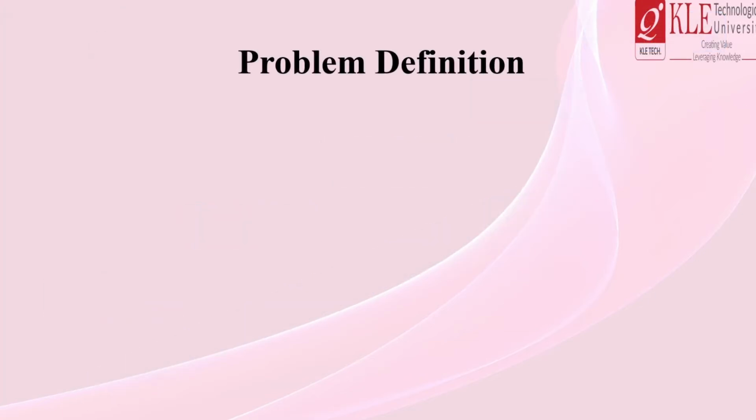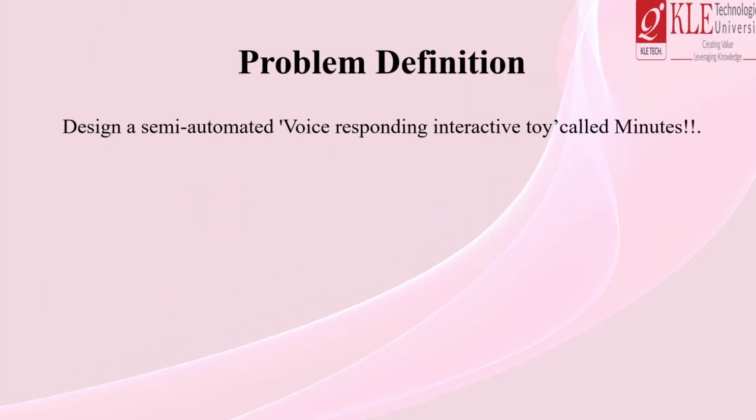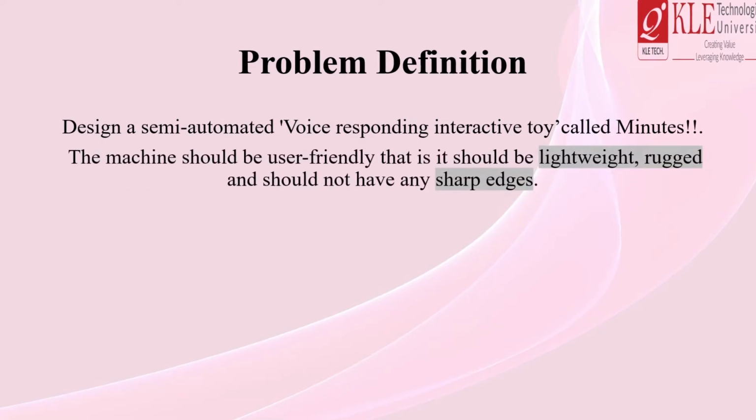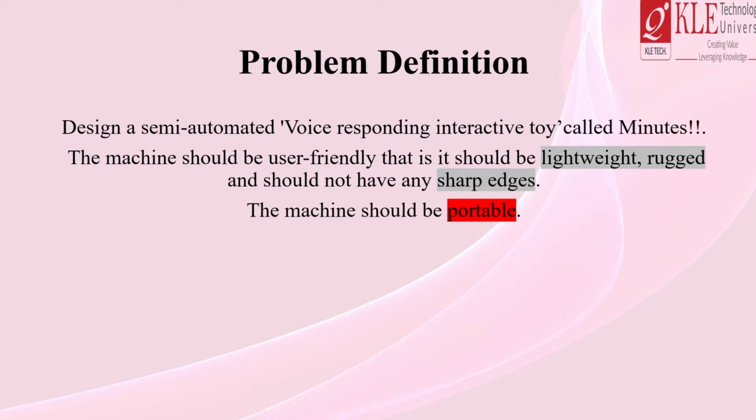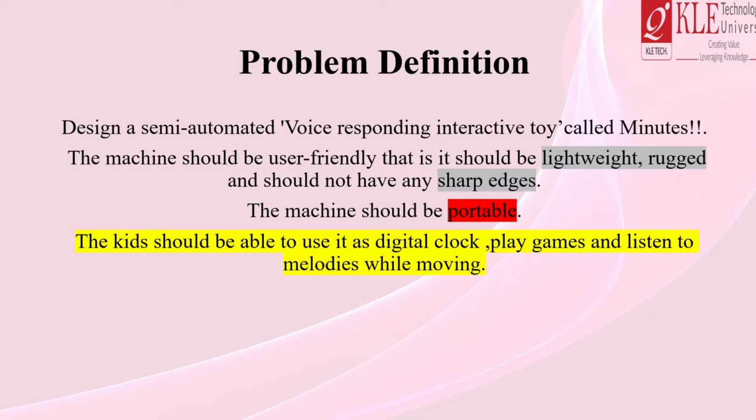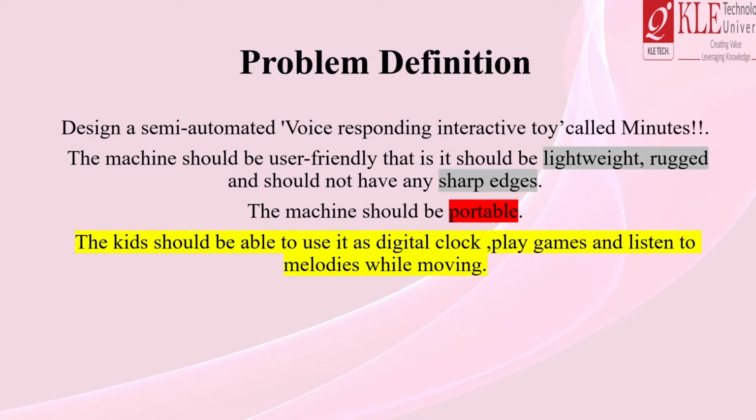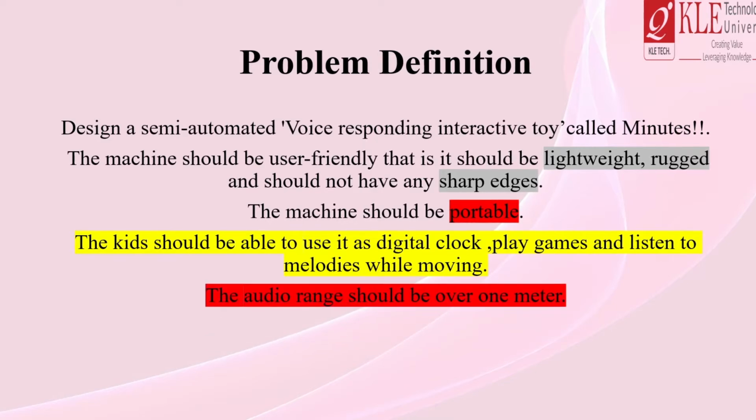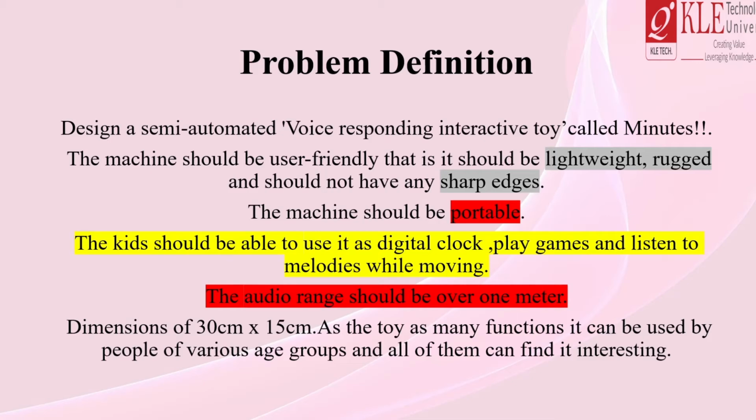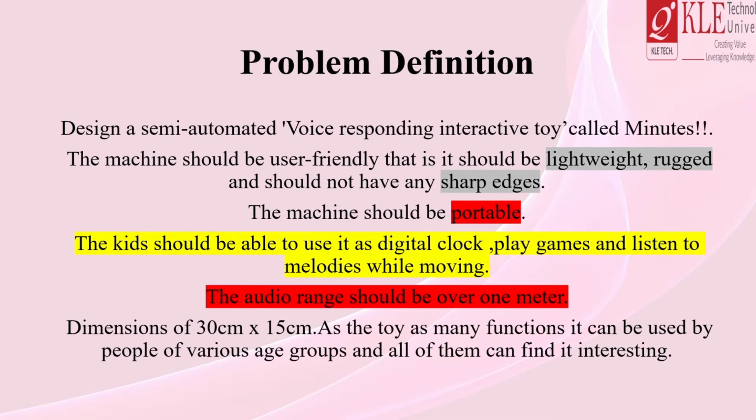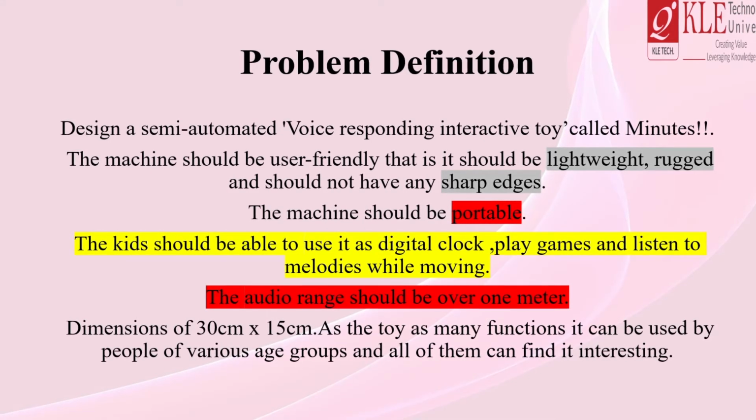So, problem definition. It is a semi-automated voice-responding interactive toy. We named it Minutes. The toy should be lightweight, rugged, and should not have any sharp edges. That is, it should be user-friendly. The machine should be portable. The kid should be able to use it like a digital clock, play games, and it should also play melodies when it is moving. The audio range should be over a meter. This toy has many functions like digital clock, playing games, and playing melodies. So this toy can be found interesting by various age groups.